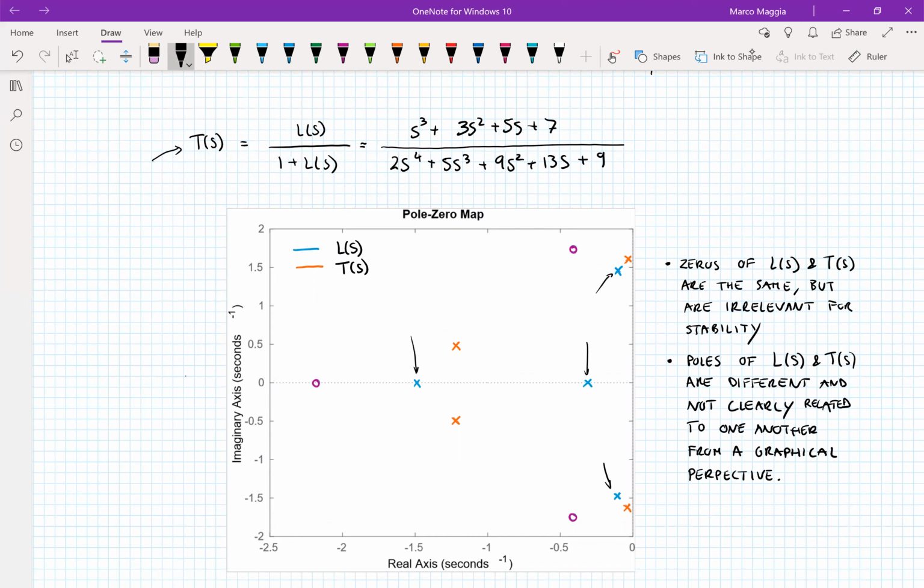Now closing the loop, you see that these poles get to another couple of complex conjugate poles. And there's not really an obvious way of how the first 4 transform into the latter 4. It's really not obvious. So we cannot really use just the poles of L of s to get information about the poles of T of s, unfortunately. On the other hand, you see that the 3 zeros here circled, they are the same for L and for T, but unfortunately, they're not going to help.